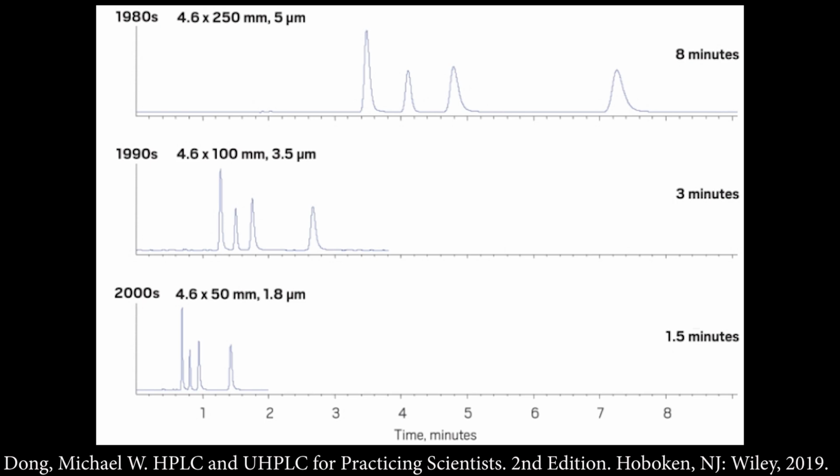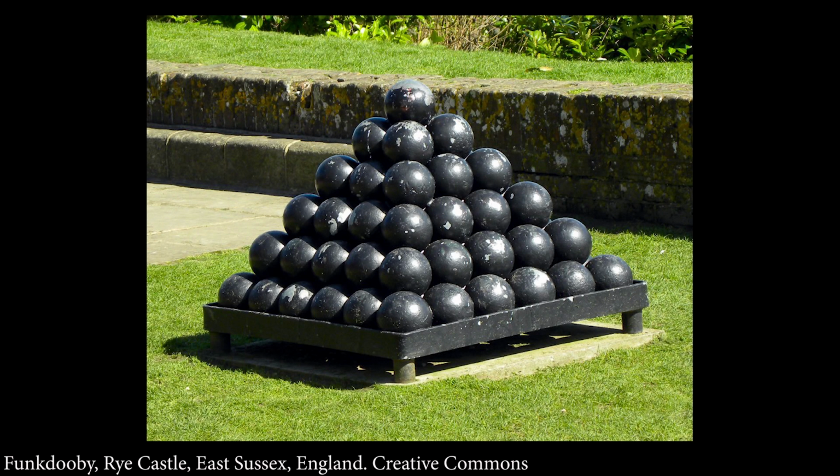Let's think about why that is. Let's look at these packed particles right here. These are cannonballs outside of a castle in England. And let's think about if we were a piece of dust or something much, much smaller than these spheres, as a molecule is to a particle of stationary phase. Particles of stationary phases are on the order of microns, 1 to 10 microns. Molecules are on the order of nanometers, so they're thousands of times smaller. So if we think about these cannonballs and a little piece of dust that was going to wind its way through these cannonballs.